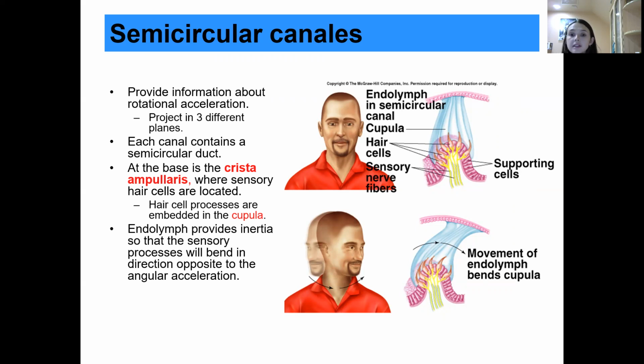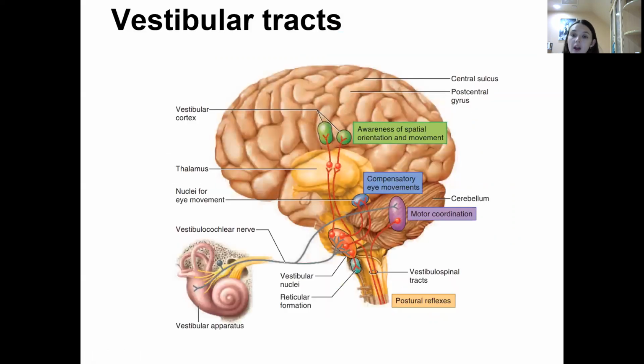Endolymph provides inertia so that the sensory processes will bend in the direction opposite to the angular acceleration. So you can see here the endolymph in the semicircular canals, then the cupula and hair cells, and due to the rotational movement, the endolymph will bend the cupula in the direction opposite to the angular acceleration.